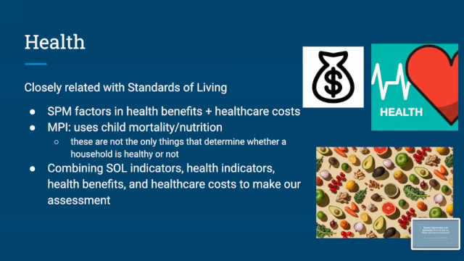So by looking at these standards of living indicators combined with the health indicators and then the health benefits and the healthcare costs, we get a fairly complete idea of how healthy a household is, how much it's costing them to be this level of healthy or non-healthy, and how much government benefits are helping in this category. And then we're able to see who needs more or less government help.